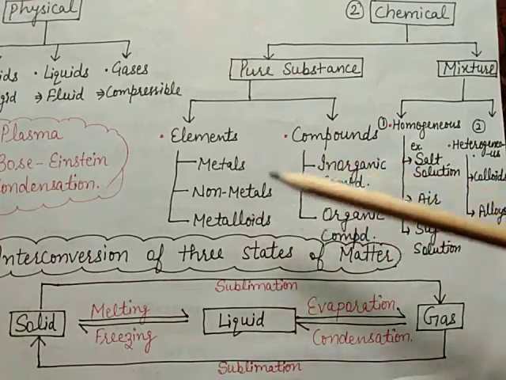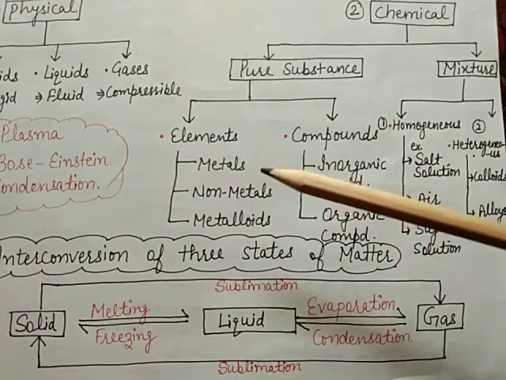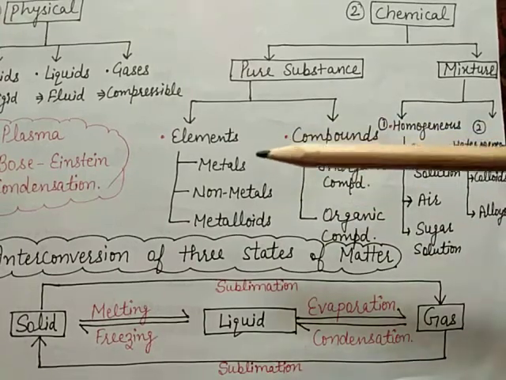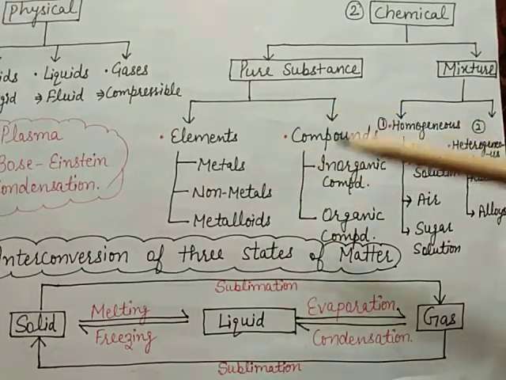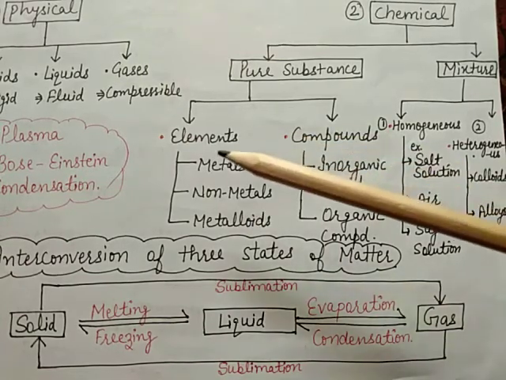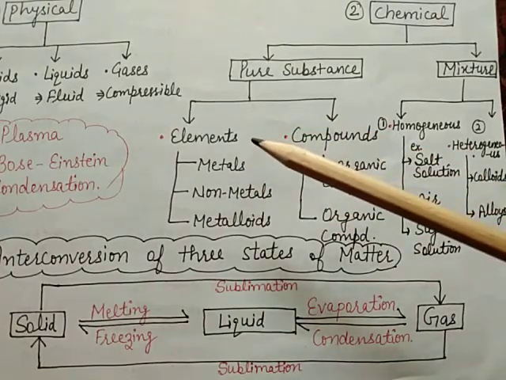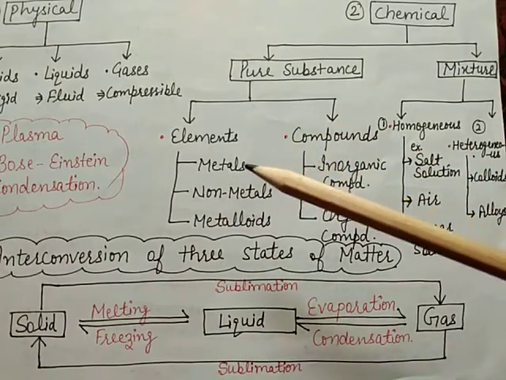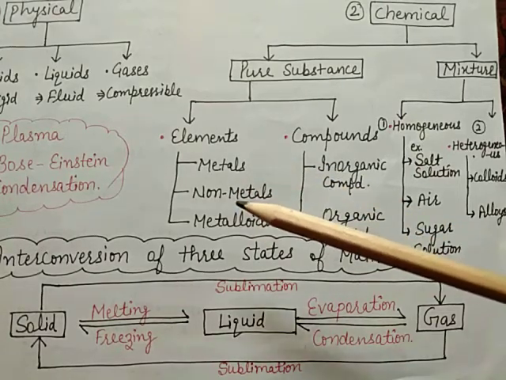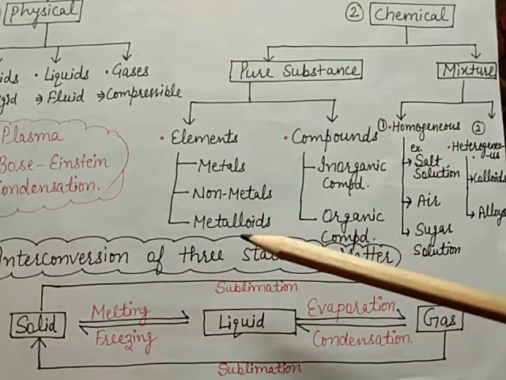Pure substances are always homogeneous, as we have already discussed in a previous video. Elements and compounds. Element contains only one kind of particle, that can be atom or molecule. It is of three types: metal, non-metals and metalloids.